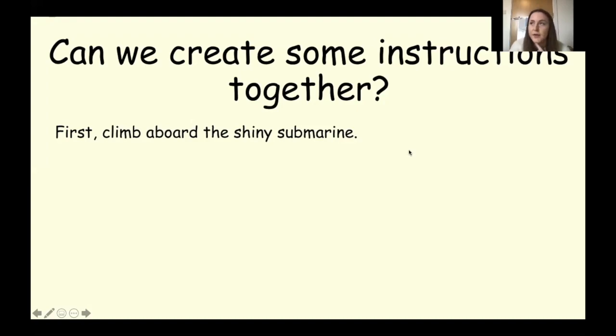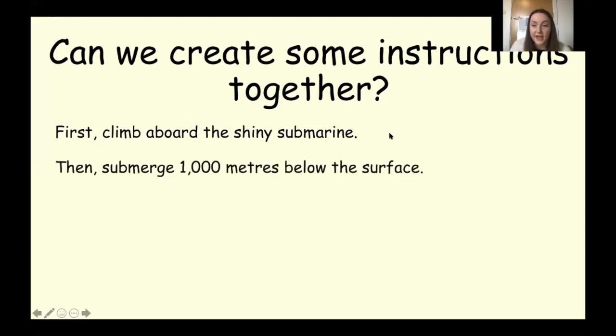And then what comes next? We can't use first again because that was for our first instruction. What other time word could we use? Then. That's a good one. So look here, I have put my first instruction on that line, and then I've got another instruction here, so I've put that on another line. And then our time word says then.